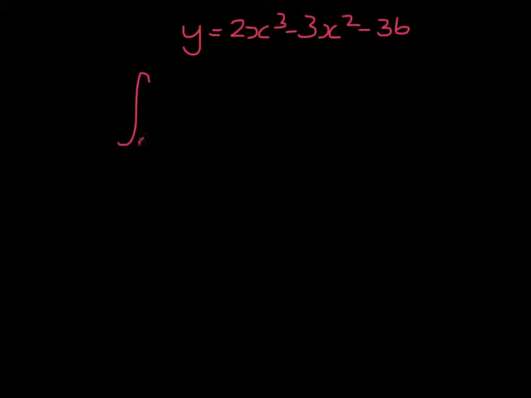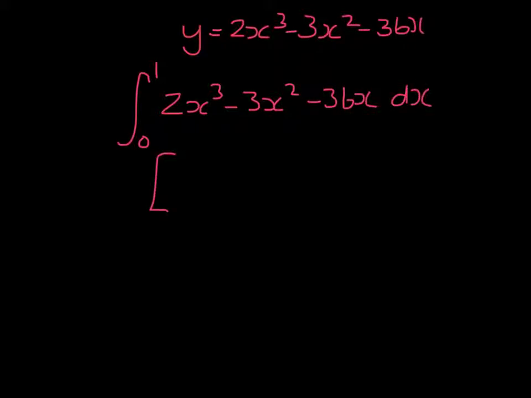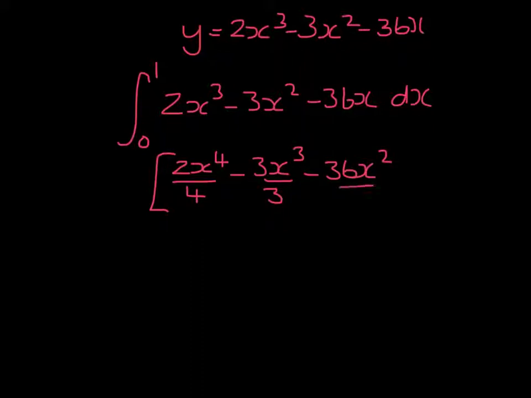We're interested in the area between the 0 and 1 coordinates. So area is the integral. And if I integrate 2x cubed, I get 2x to the 4 divided by 4. 3x squared becomes 3x cubed divided by 3, and 36x becomes 36x squared divided by 2. Each time I've increased the power by 1 and divided by the new power.